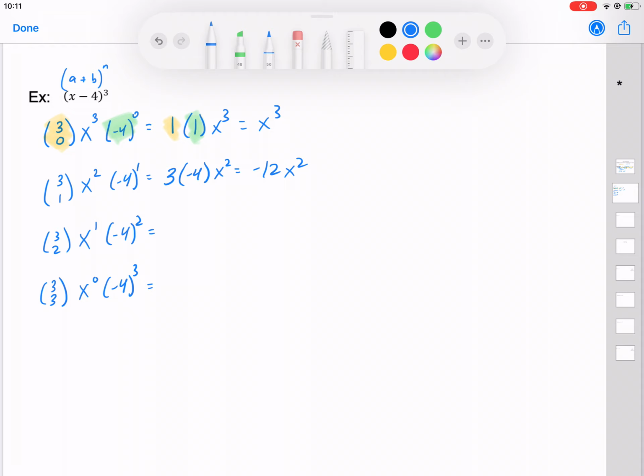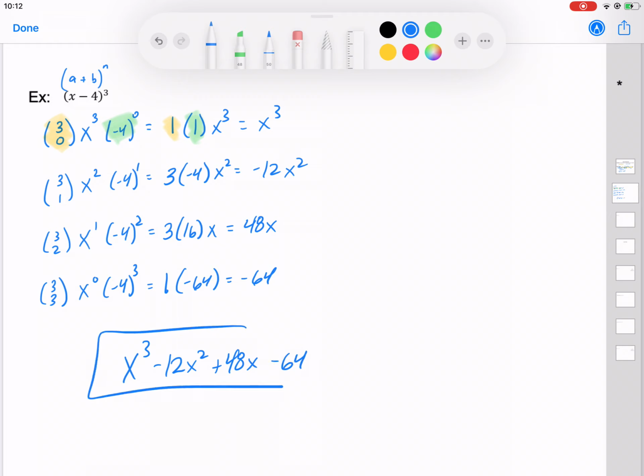3 choose 2 is 3 if you use the formula or if you use the calculator shortcut. Negative 4 squared is 16. And then we've got x. So that's 48x. 3 choose 3 is 1. X to the 0 is 1. And negative 4 to the third is negative 64. So it's just negative 64. So your answer is x cubed minus 12x squared plus 48x minus 64.